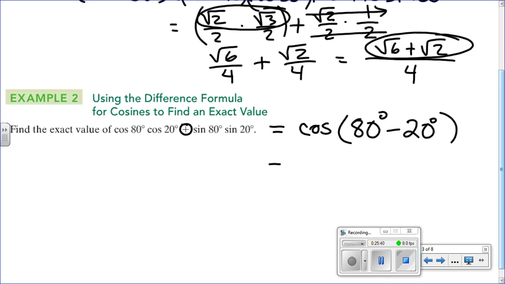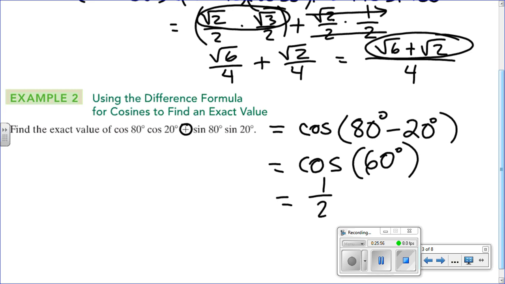What is 80 minus 20? 60. And do you guys know the cosine of 60? Yes, we do. It's the same as the sine of 30, which is one half. 1/2. That's it. Right. Wait, that's it? Yes, yes. I am lucky.